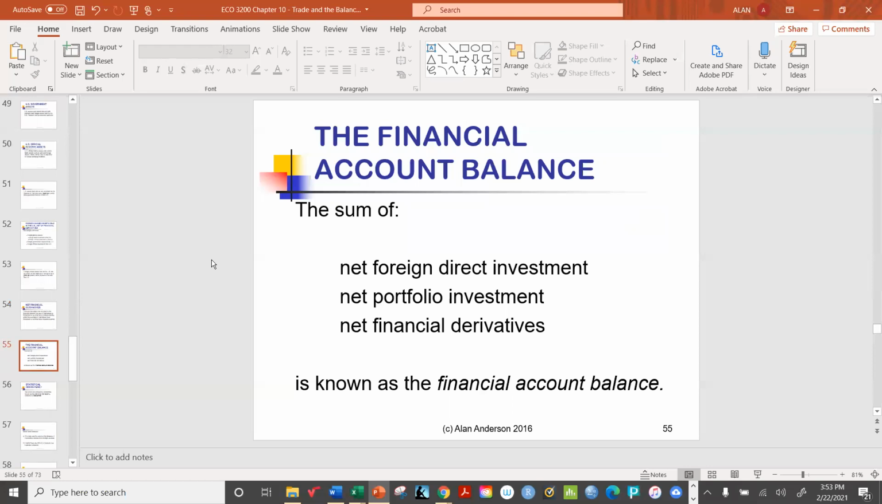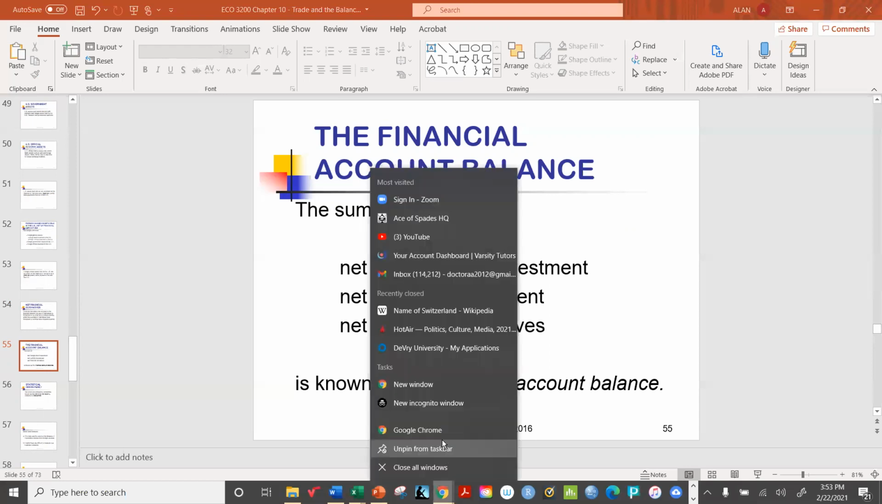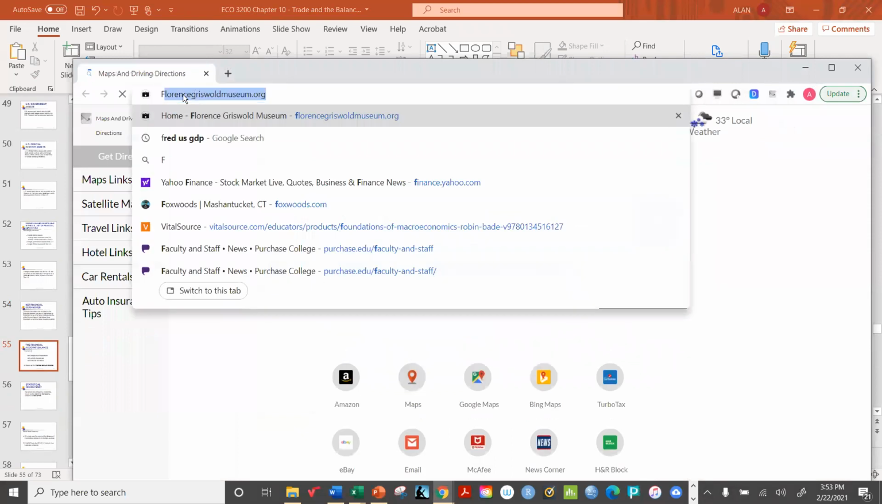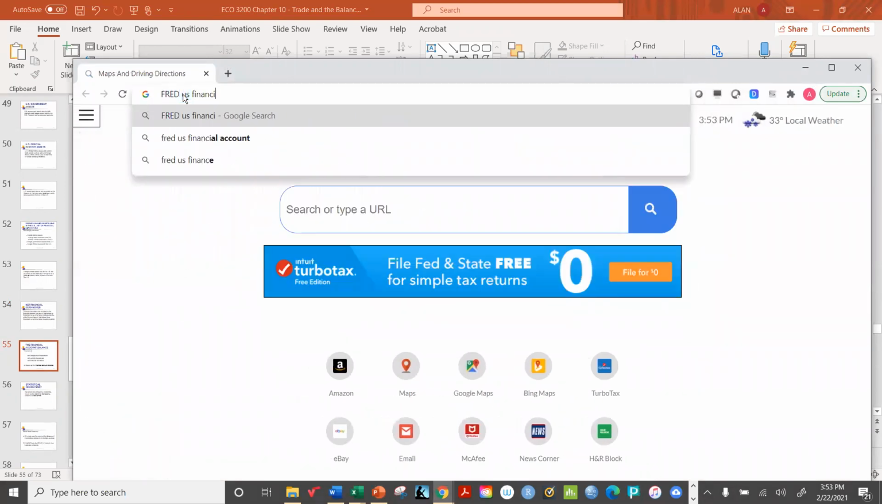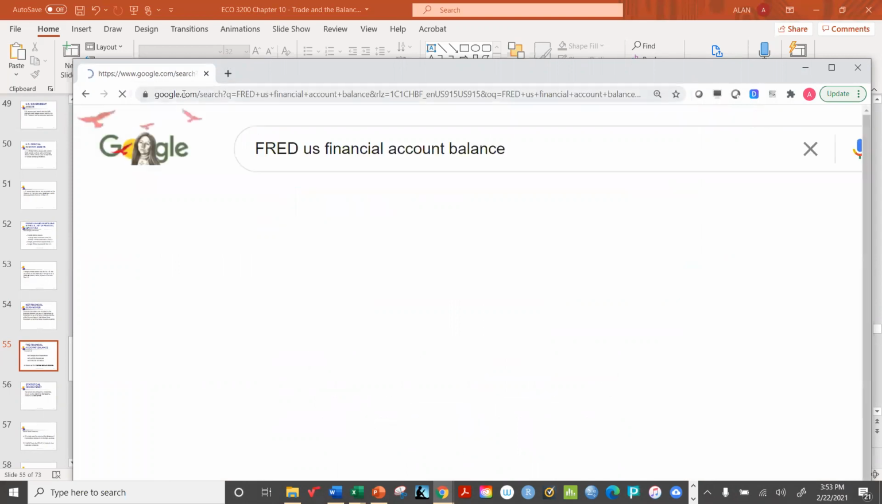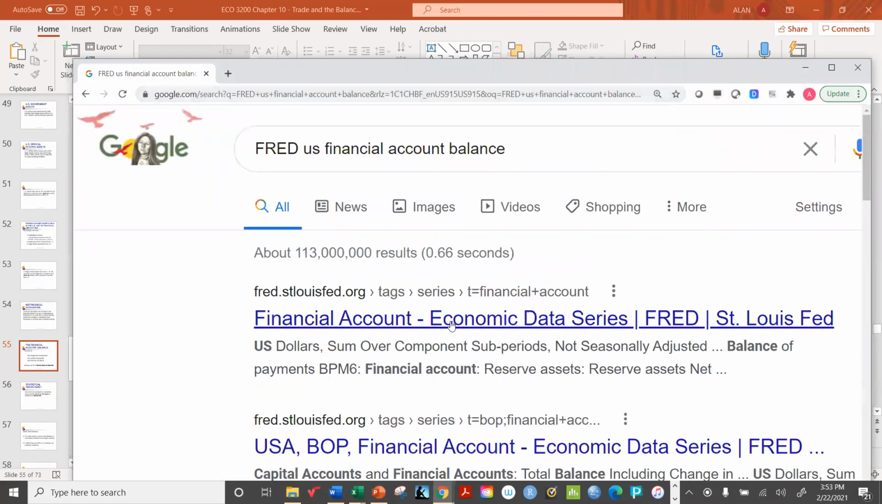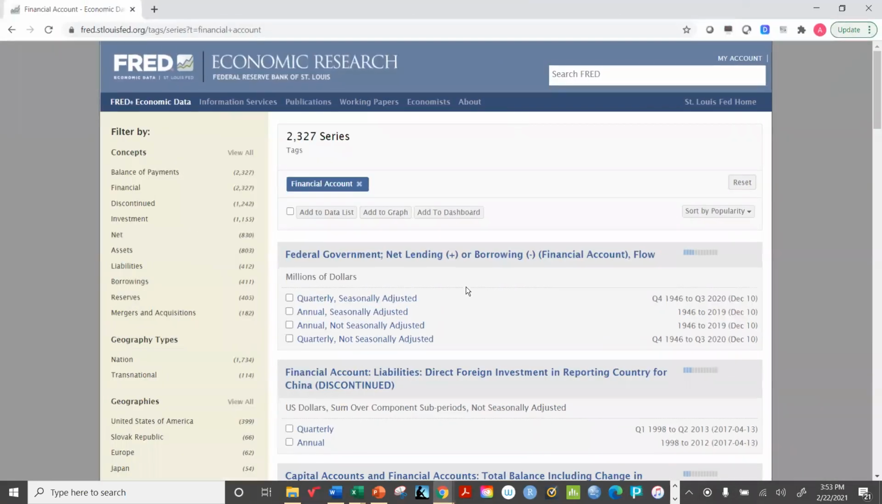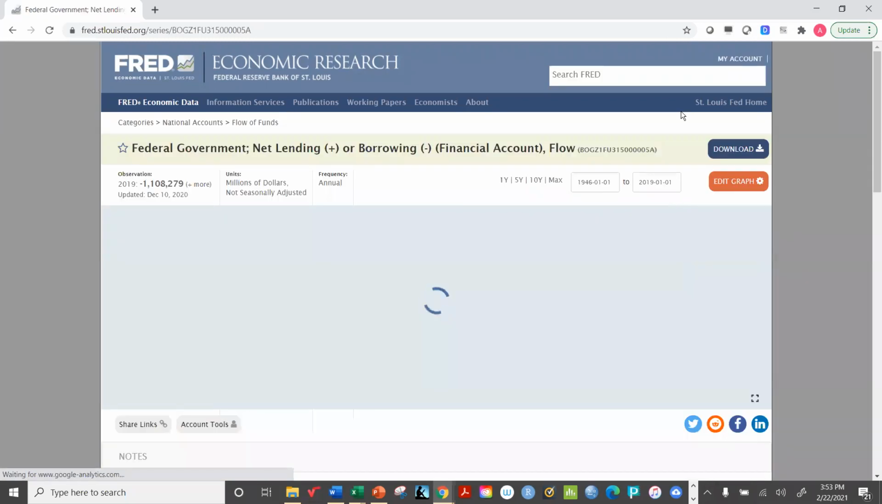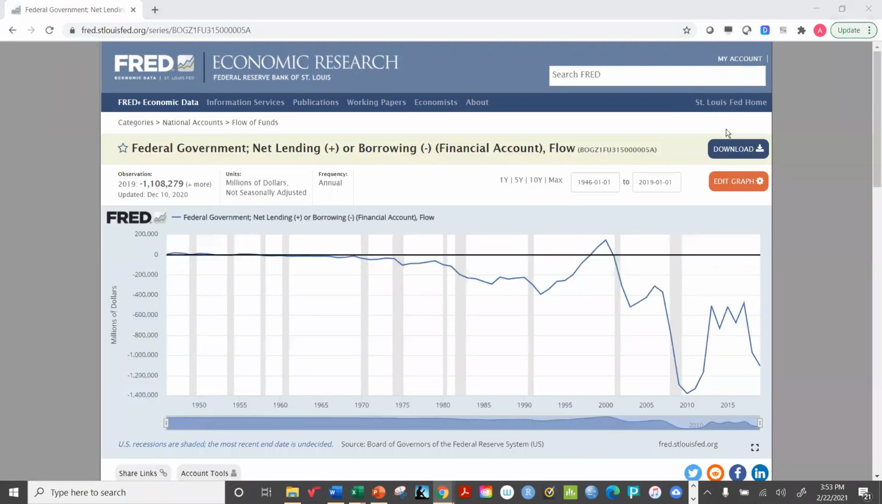I don't know if there's any data online that can show this to us. You know what? Let's take a shot at this. Let's go to FRED. They may have it, the financial account. Let's make it annual, not seasonally adjusted. Let's see what it looks like. Oh, baby. Look at that. All of a sudden, it's gotten negative too. Oh my God. Well, that surprises me that it's gotten so out of hand.